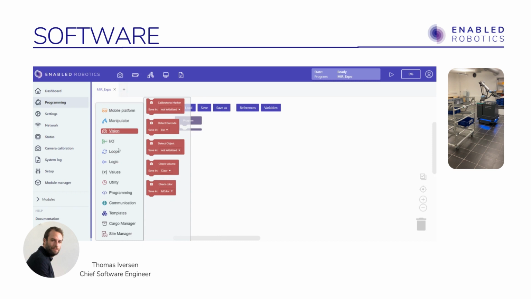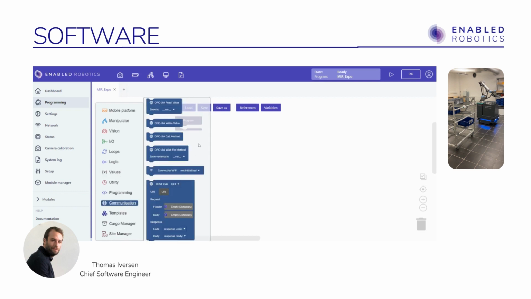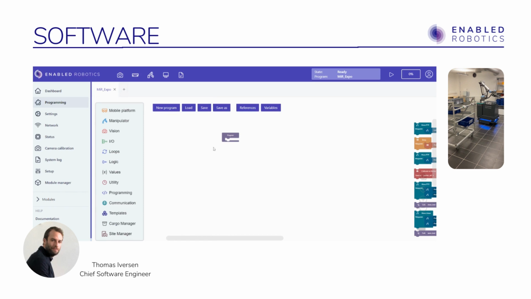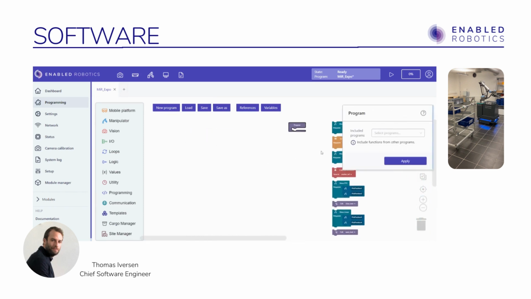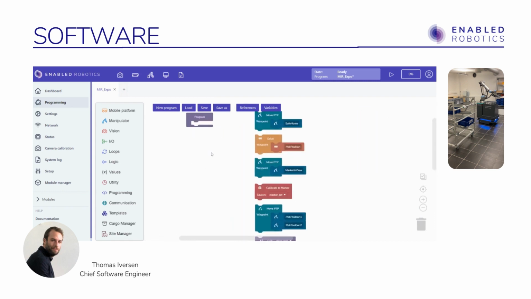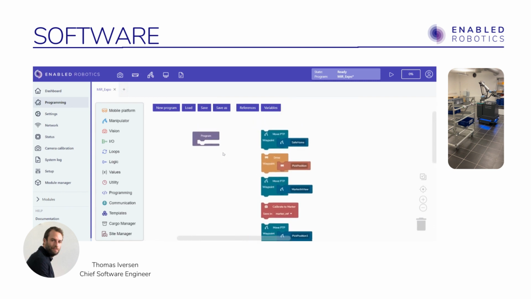Then we have a number of general programming blocks, for example, loops or logic, and we have blocks for communicating with the robot's environment, for example, via OPC and REST. And to do a demo with this programming interface, I've prepared a small flow here where we have our programming block, which is the main program of what we're going to do.